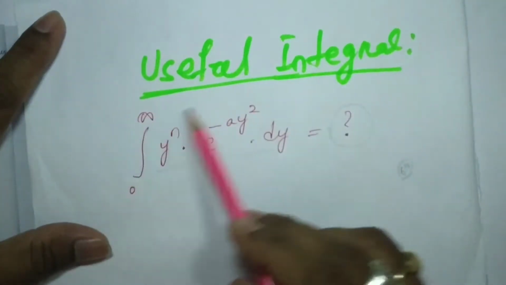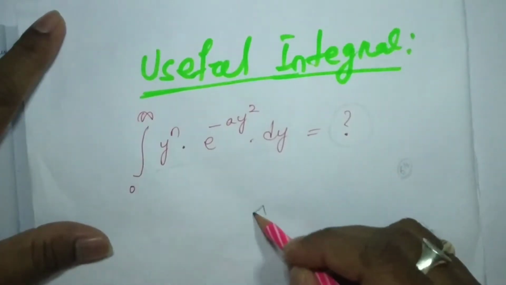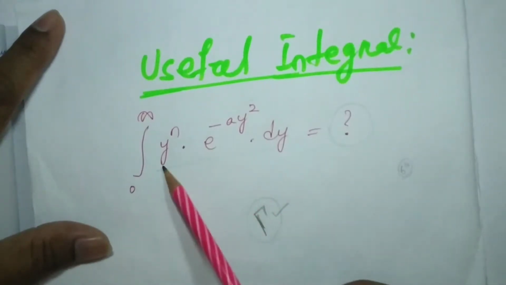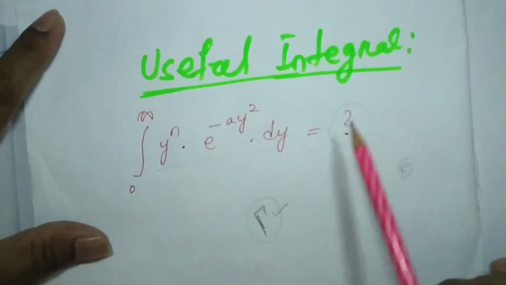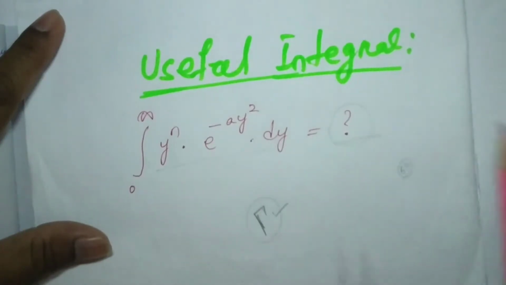This can be found by using the gamma function, which you studied in your last semester. That means I think in third semester mathematical physics there was the gamma function. By using the gamma function, we are going to derive the value, a general form of this integral, and you have to remember that one. Okay, so let's start.